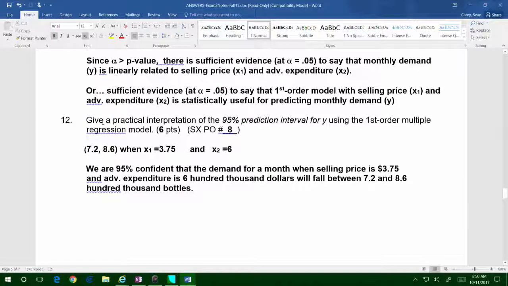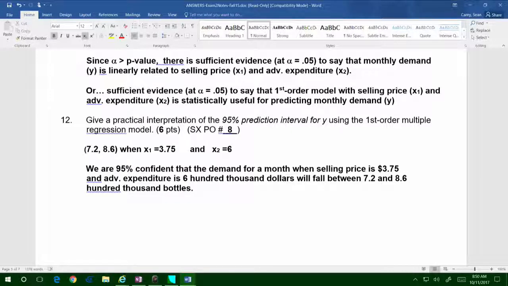Number 12 says give a practical interpretation of the 95% prediction interval for Y using the first order model. Now this is going to come from printout number 8, so I do have the printout number correct there. And remember, I highlighted the values of the x's on that printout for you a little bit earlier. And it was x1 equal to 3.75 and x2 equal to 6.